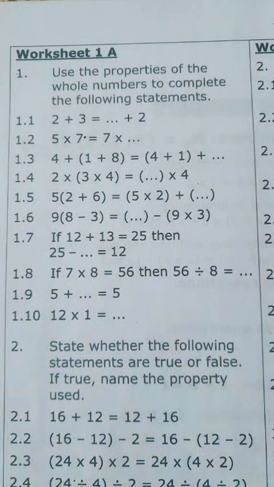Take note. It is not the distributive property. It is the associative property. If you look at the left hand side, it's 4 plus brackets 1 plus 8. On the right hand side, the brackets are around the first two numbers, whereas on the left hand side the brackets are around the last two numbers. Does that make sense? So we call that the associative property.